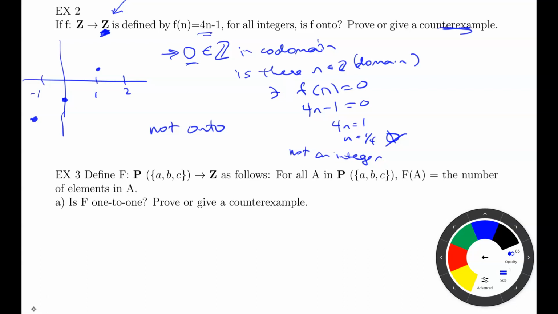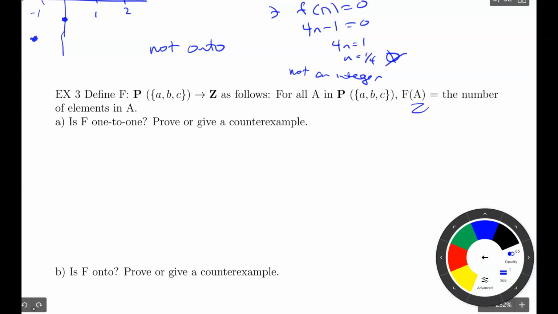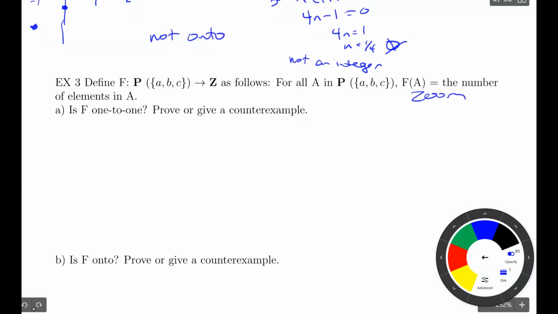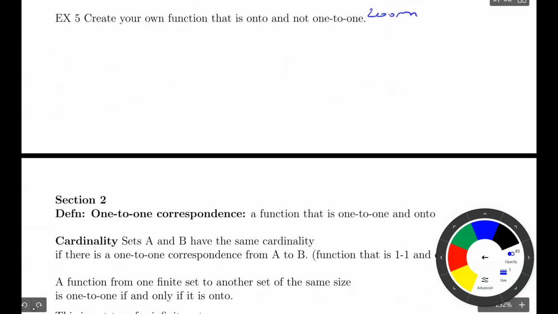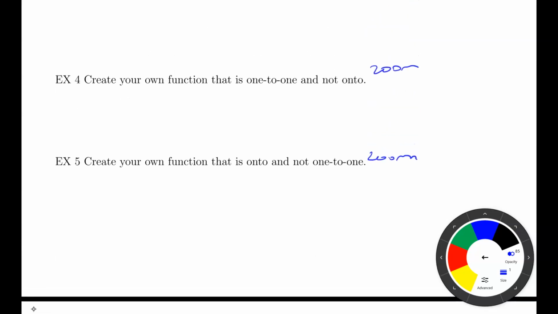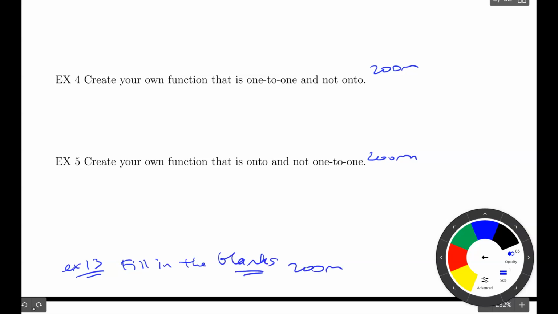All right, so I want you to practice with this. It's going to be fun. And then I want you to do this one and this one as well. And then, oops, I thought I had a whole extra page there. Example 13, I guess I pulled up an old file where it says fill in the blanks. And I want you to do all of those on Zoom as well.